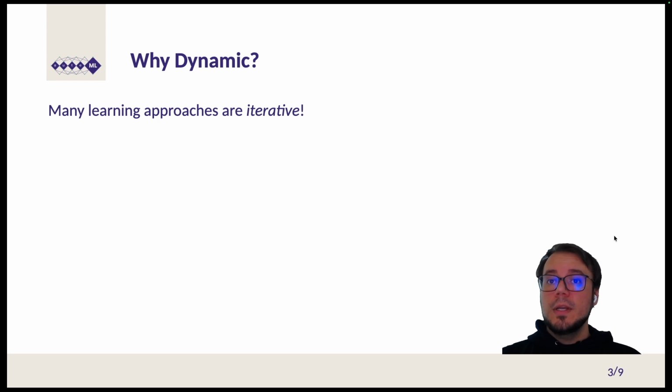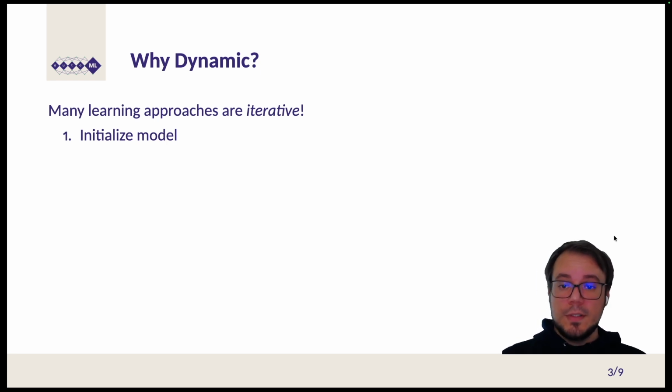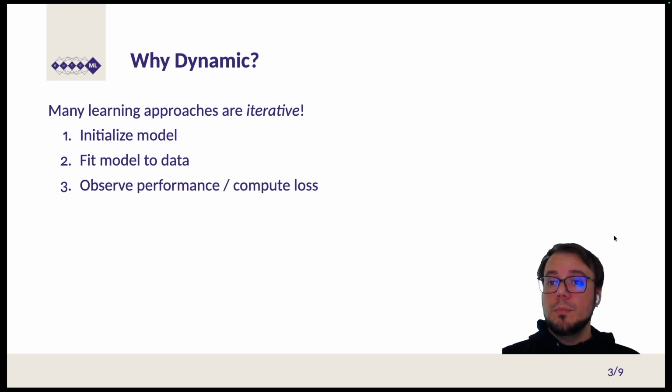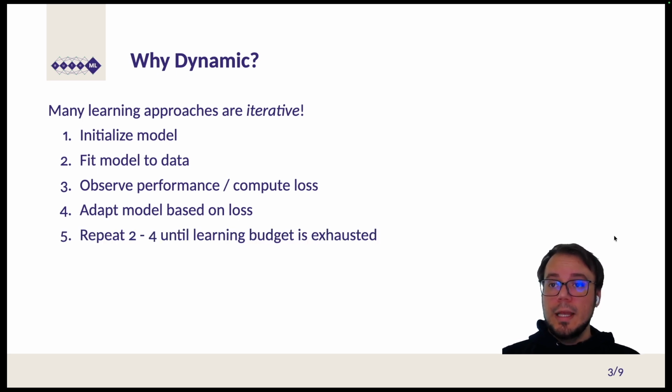Now, before we can properly take this into account, we should also recall how learning is happening, right? I would argue that many learning approaches are actually iterative. So that means we start with initialization of some model, which we then fit to the data. Based on the observed performance or a computed loss, we will then adapt the model. So for example, adapt the weights of a neural network according to the loss. And then we will repeat these steps, fitting, loss computation and adaptation, until our learning budget is exhausted.